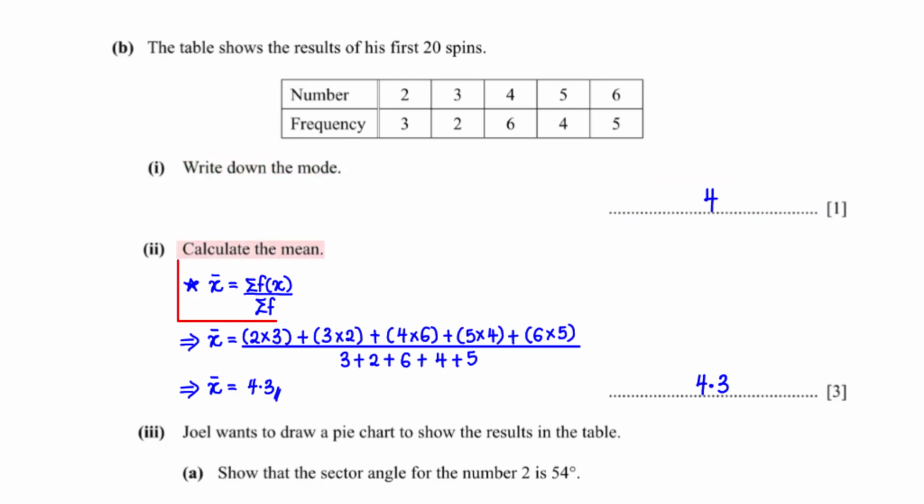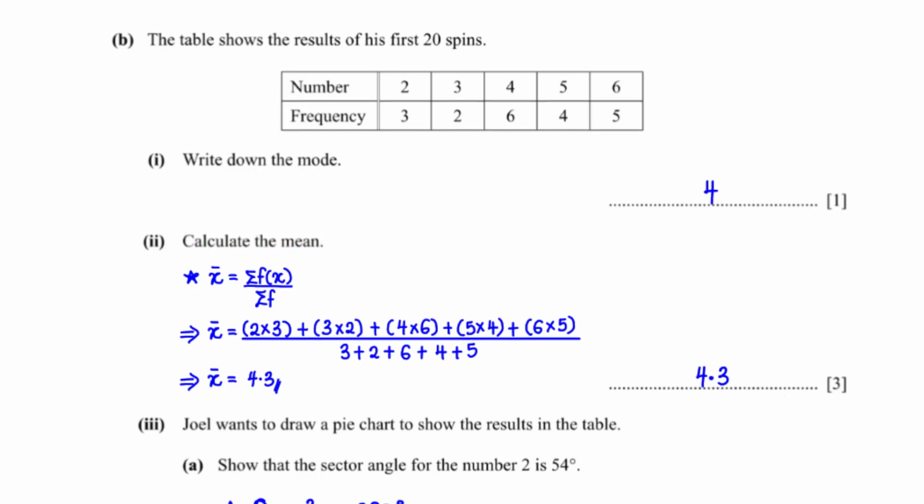Calculate the mean. The mean is equal to sigma f of x, which is the total sum of all the numbers, divided by sigma f, which is the total frequency for all the numbers. To get the total sum of all the numbers, we multiply each number by its frequency. So we have 2 times 3 plus 3 times 2 plus 4 times 6 plus 5 times 4 plus 6 times 5. And to get sigma f, we add up all the frequencies, which is equal to 20. When we type this into the calculator, we get 4.3.